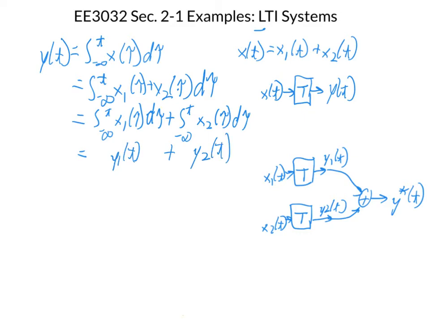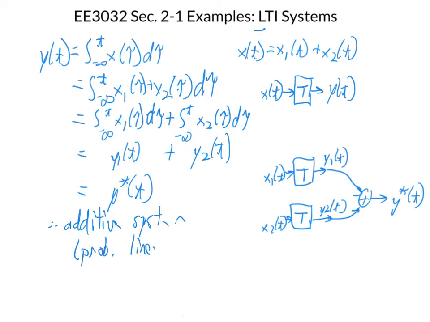But since we also have this bottom diagram, we can see that the sum of y1 and y2 is also y star of t. Since y star of t is equal to y of t, since these two different ways of evaluating the system are equivalent, we can say therefore the system is additive, and we'll say probably linear. But for our purposes in 3032, it is linear.